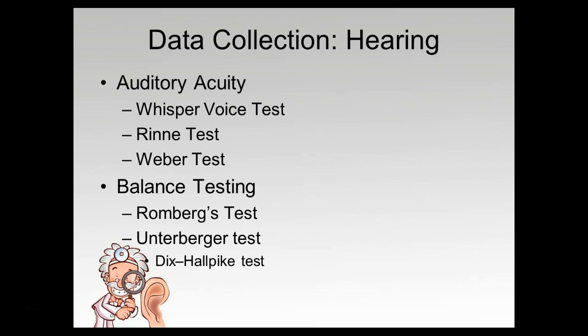Data collection. So hearing. Some of you may have experienced it yourselves or seen this done on one of your patients. There's a whisper test, the Rinne test, Weber test. These three tests are for auditory acuity. For our equilibrium and our balance, the tests are the Romberg's test, Unterberger test, and Dix-Hallpike test.